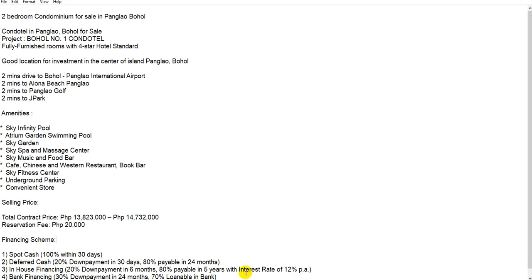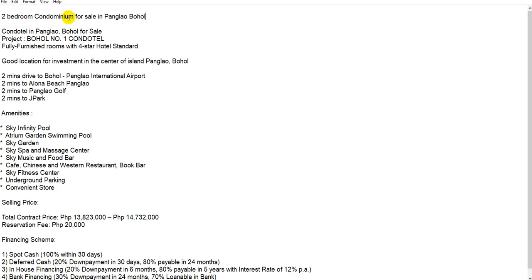Then the last part, although it's optional, but you can also include it, the required documents. The rest of the details, for example the turnover or any construction updates or even the payment computation, you can just email it to the client once they inquire. So let's take a look at the actual information here.